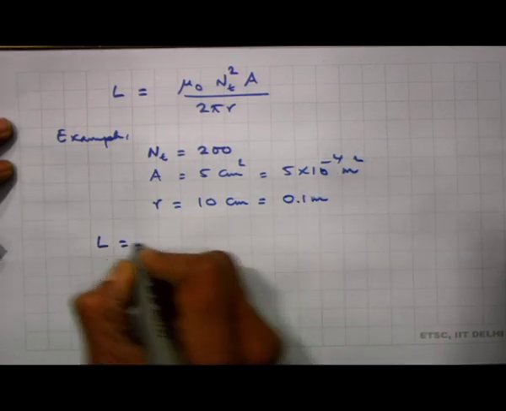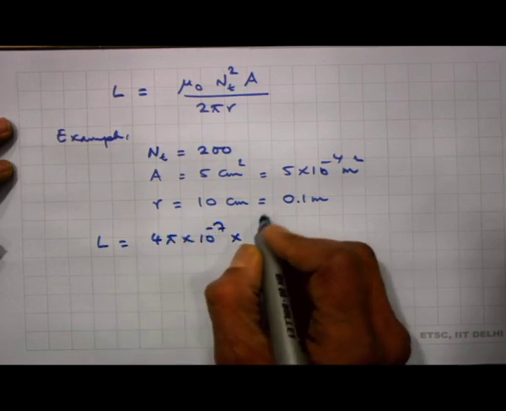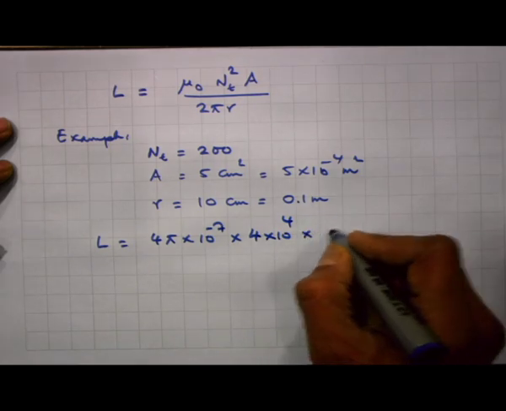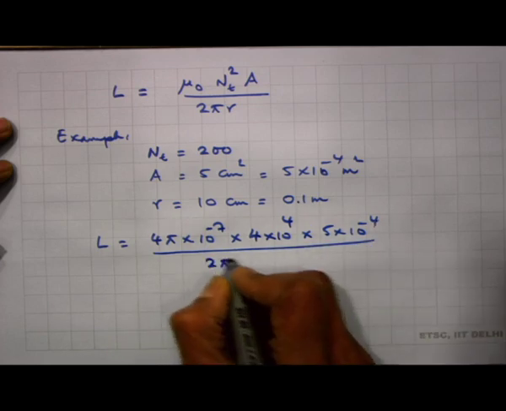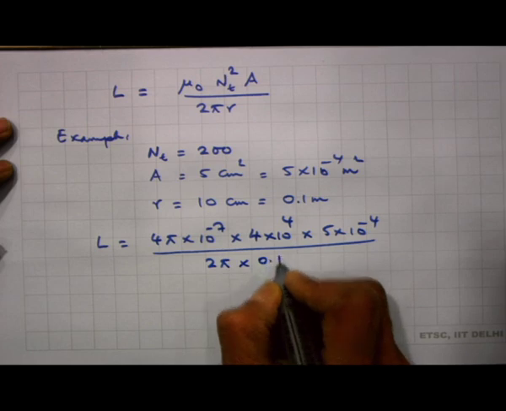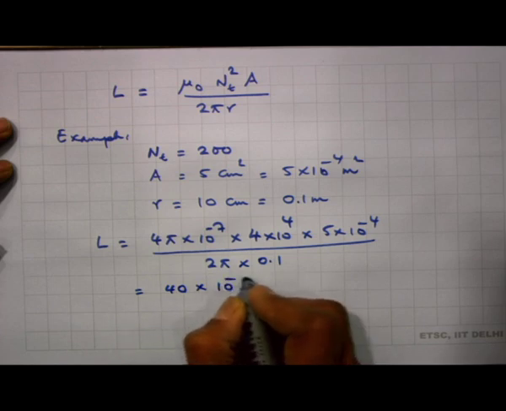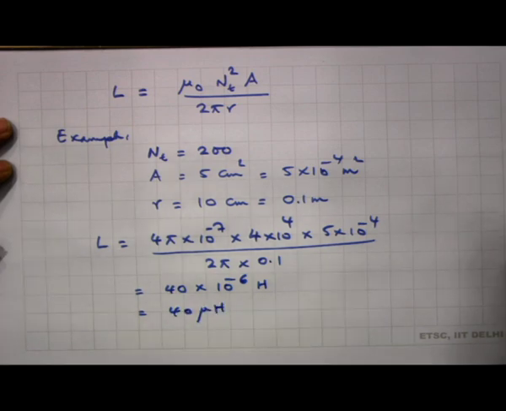And so the inductance is 4 pi 10 to the minus 7 into 4 times 10 to the power 4, which is nt square, into area 5 10 to the minus 4, divided by 2 pi times r, which is 0.1, and if you substitute all this, you will get 40 times 10 to the minus 6 Henry, which is equal to 40 microhenry. 10 raised to minus 6 is a micro. So, the self inductance is 40 microhenry of this toroid.